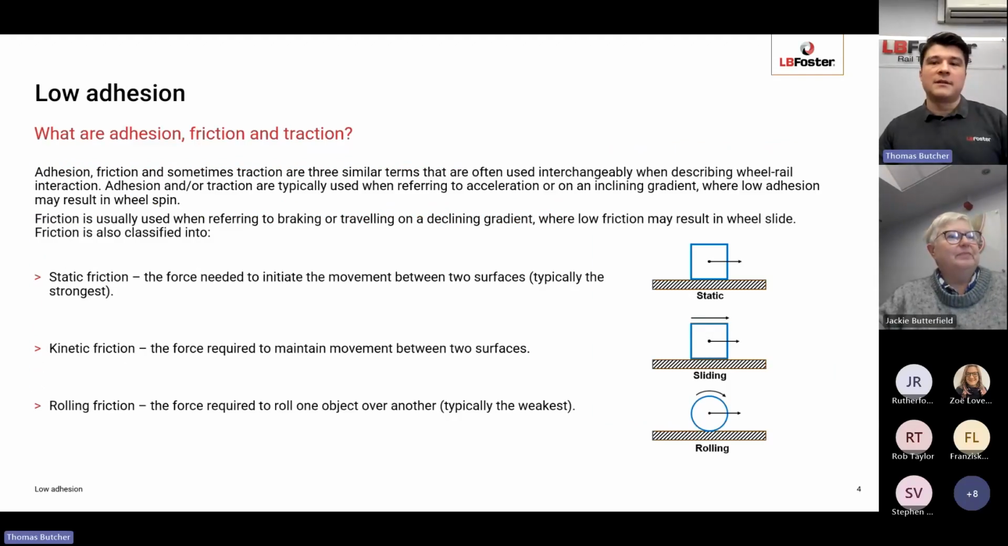So, hello everyone. As Jackie just said, my name is Tom Butcher, and I'm here to present this webinar on low adhesion in the wheel rail interface. So to start off, what are adhesion, friction and traction, and what are the differences? Friction, adhesion and traction are 3 words that are sometimes interchangeably used when describing friction in the wheel rail interface.